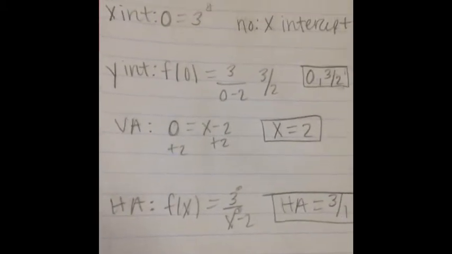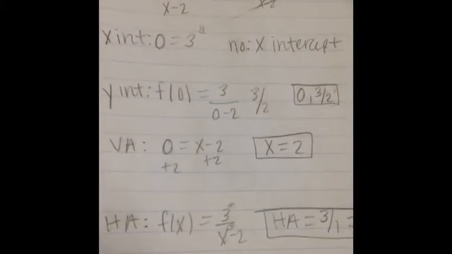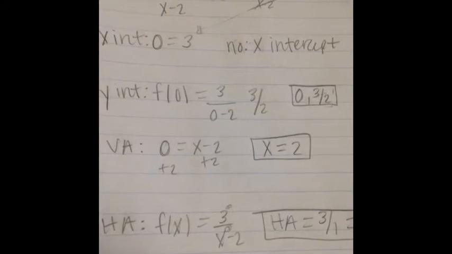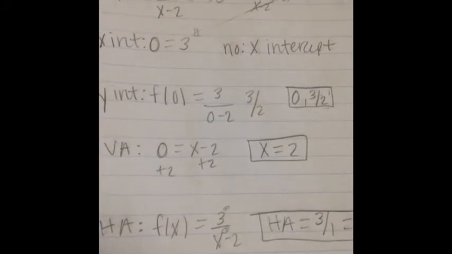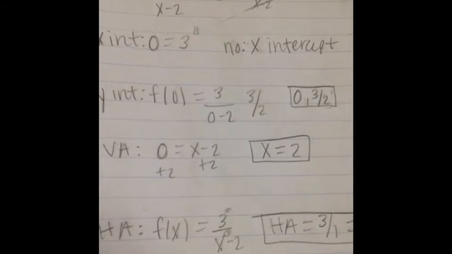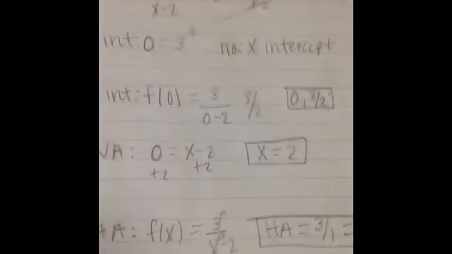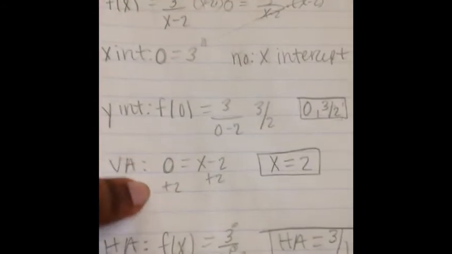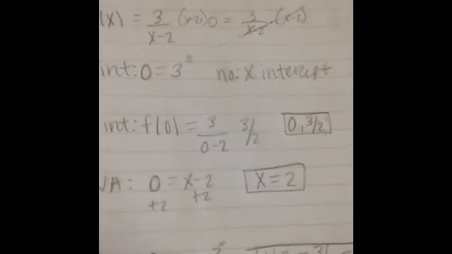Okay, so for the vertical asymptote, you're going to set the denominator equal to 0. So our denominator is x minus 2. So 0 equals x minus 2, and you're going to just solve for x. So that's why I just did plus 2 on both sides. So our vertical asymptote is going to be x equals 2.